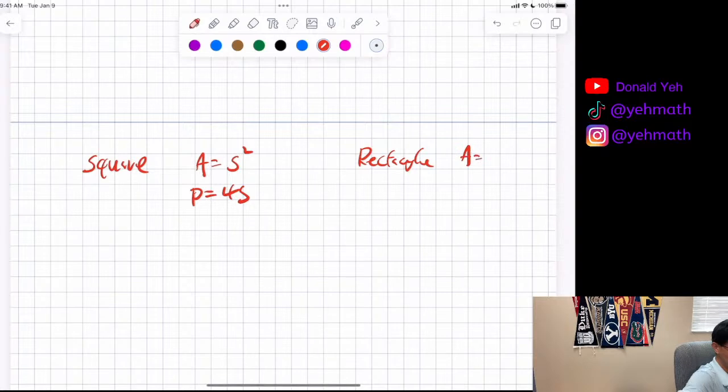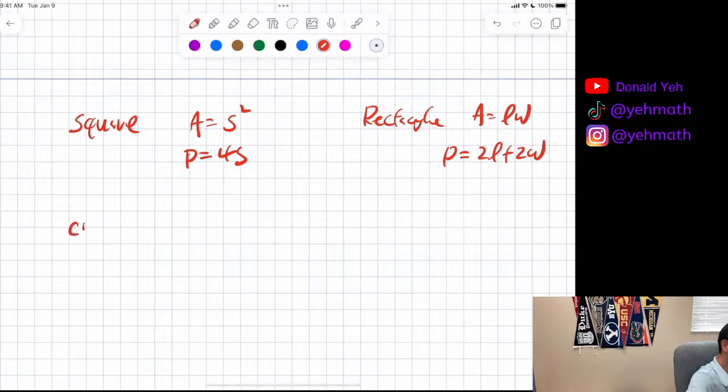Okay, how about a rectangle? The area is what? LW. That's interesting. Perimeter equal to what? 2L plus 2W. Those are standard things, and it's on the first sheet of the review sheet, on the first page of the SAT. Well, no, you don't have to look those up. Those are standard.